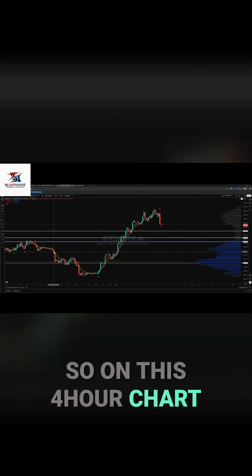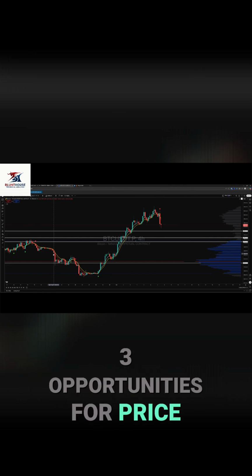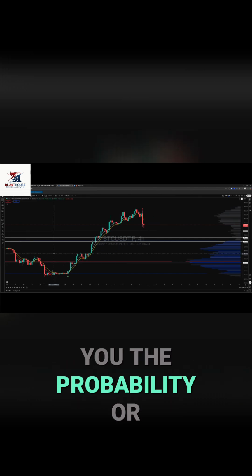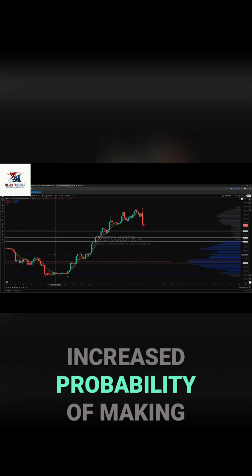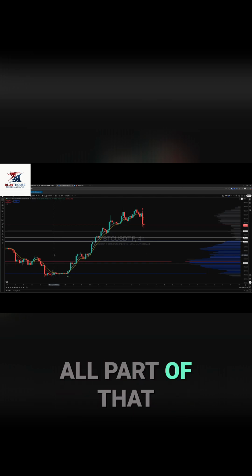So on this 4-hour chart, knowing that you have three opportunities for price: up, down, and sideways, we're trying to give you the probability, or more probability, increased probability of making a safe, profitable trade. And identifying the risk on the chart is all part of that.